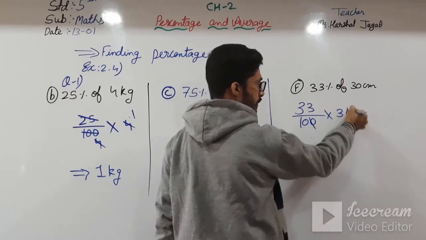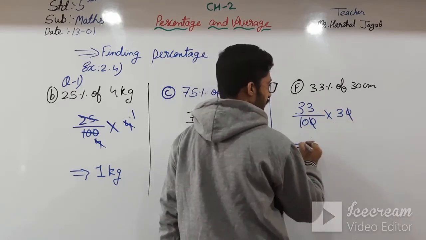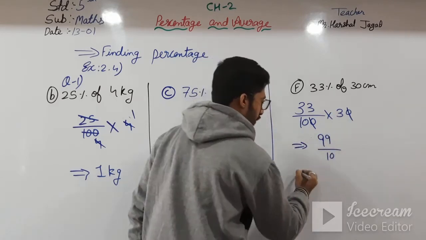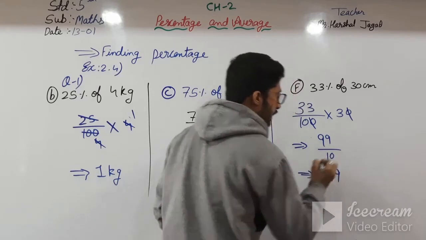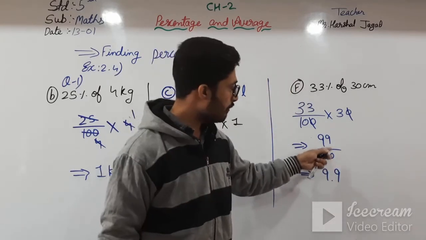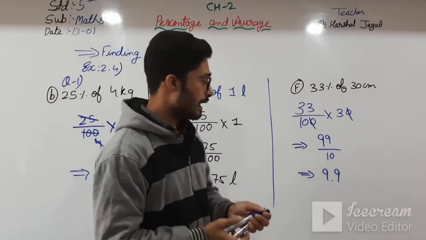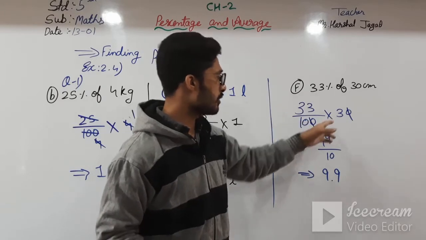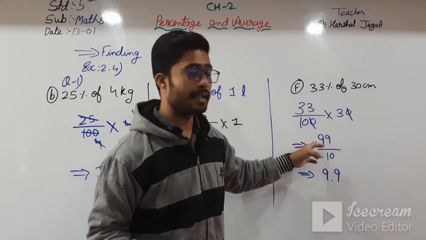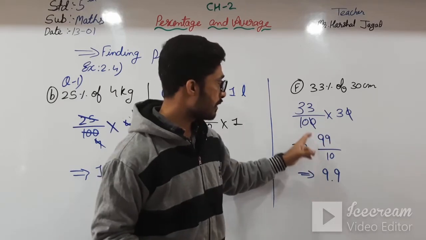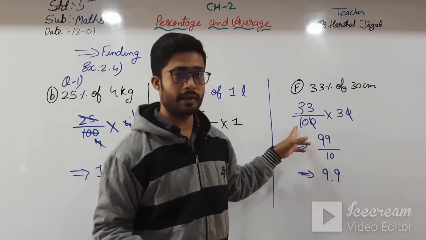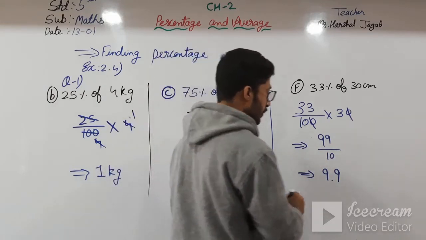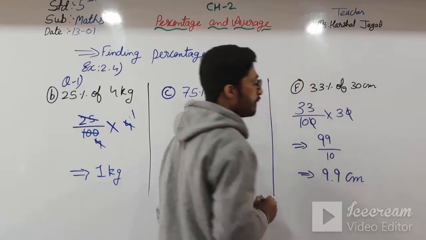So here 0, 0 cut. Here it will be 99 upon 10. Then your answer will be 9.9. You can see here it is 10, then we have to shift one decimal, and then we will get our answer. 33 into 3 is 99. Then divided by 10, here we have cut 0, 0, so it remains 10, and here we put a decimal point, so 9.9. Sorry, I forgot to write the unit, that is centimeter.